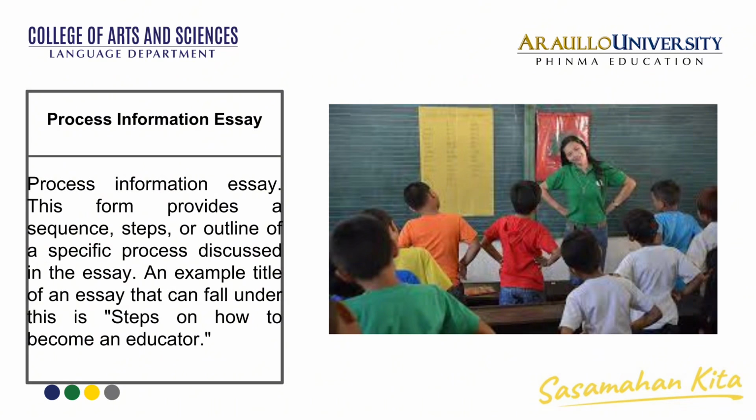Now, for step 3, you need to gain teaching experience through practice teaching. After gaining teaching experience, for step 4, you have to graduate and obtain a bachelor's degree. After graduation, you need to take and pass the Licensure Examination for Teachers. So basically, that is how you do a process informative essay. You are explaining in detail the process, the sequence, the steps. You're outlining a specific process which is being discussed in an informative essay.